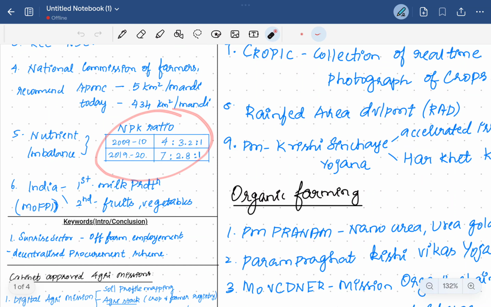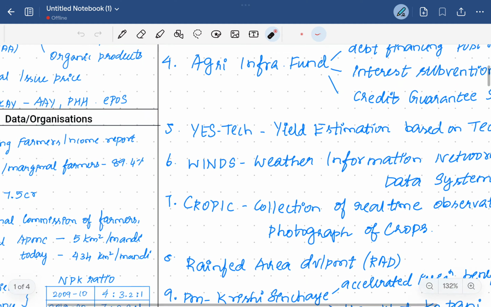It can be used as data. Then in India, we are the first in milk production. Then we are second in fruits and vegetable production. It's data released by the Ministry of Food Processing Industries.